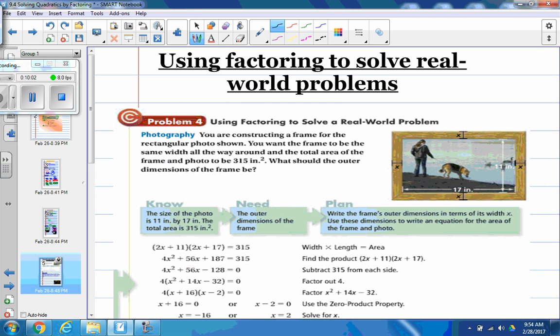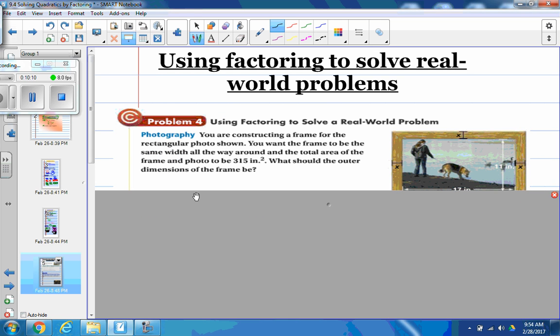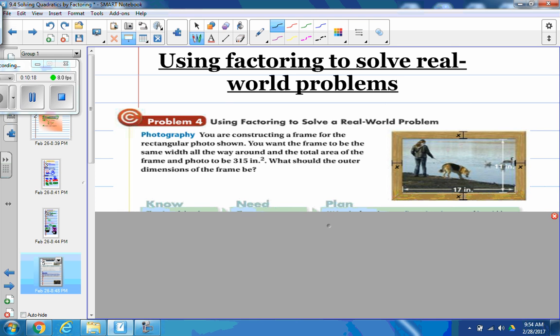So, little application here. And you're solving real world problems. Here's a situation, and we'll just work through it together. But it's worth taking note of because I'm going to ask you to do some of this on your own. It says you are constructing a frame for a rectangular photo shown at the right. You want the frame to be the same width all the way around, and the total area of the frame and photo can be 315 inches squared. So what should the outer dimensions of the frame be?